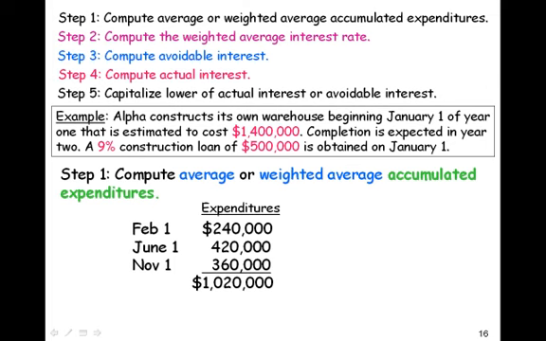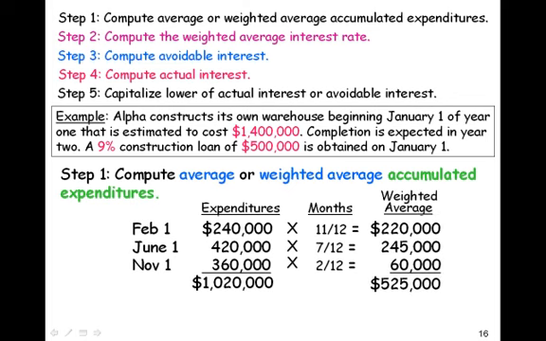To find the weighted average for these expenditures, we weight them by the number of months they were in existence. For the February expenditure, that would be 11 months. After weighting, we get a total of $525,000.